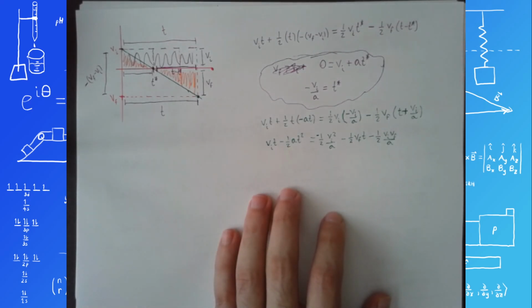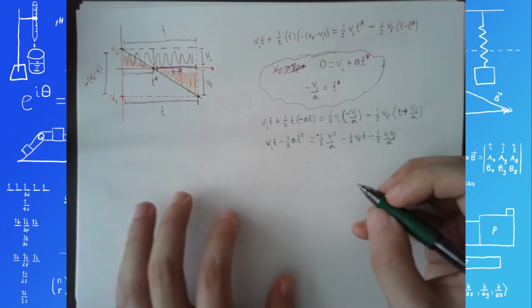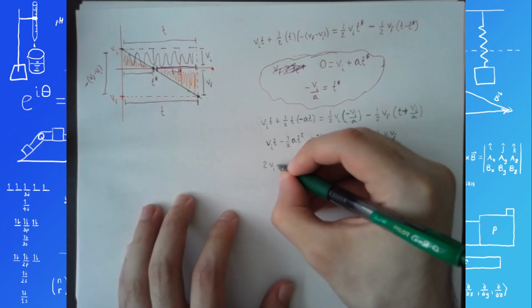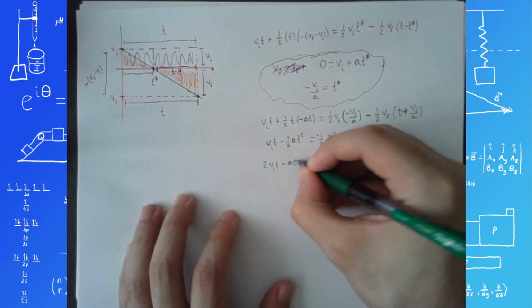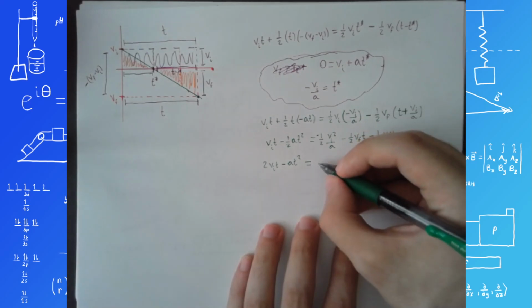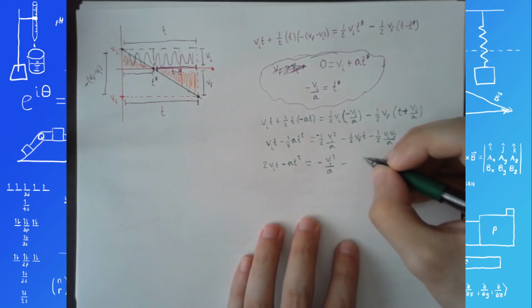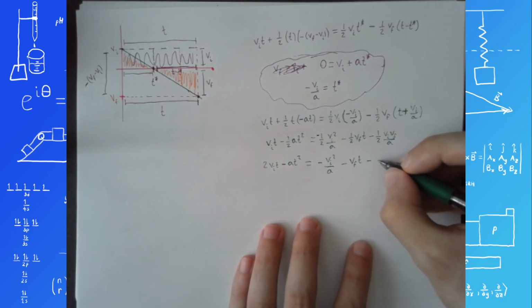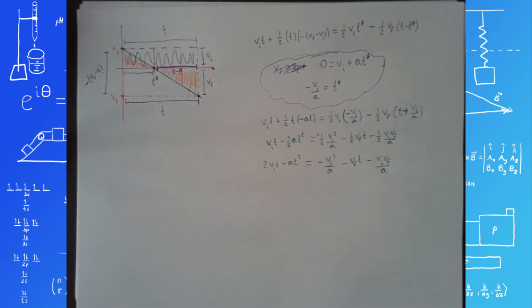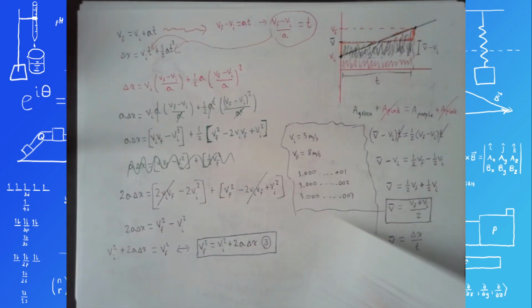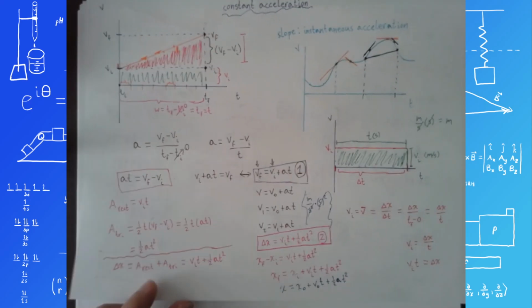I think I might be able to see where this is going. If I multiply everything by 2, I get 2 v initial t minus at squared is equal to negative v initial squared over a minus v final t minus v initial v final over a. And I am thinking, if I replace this t with... where was it?